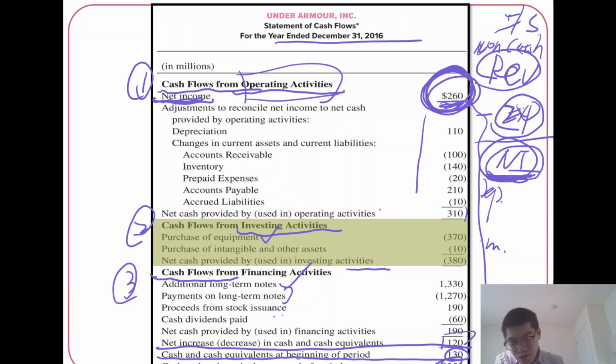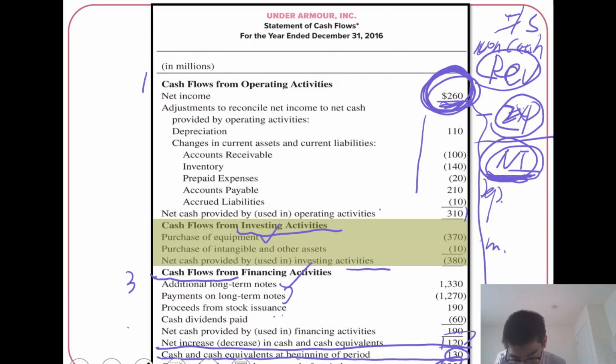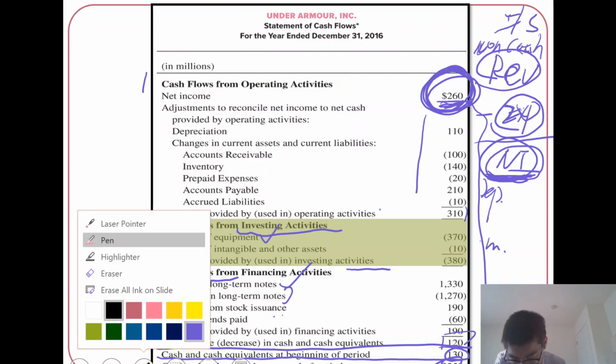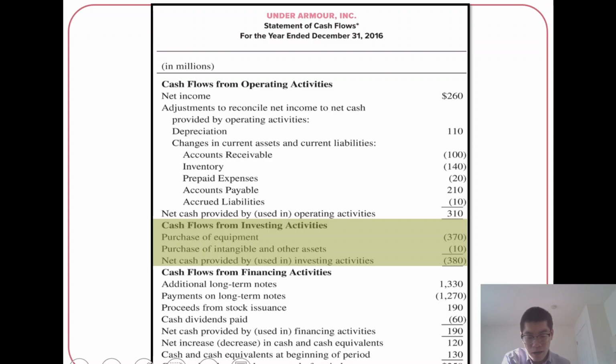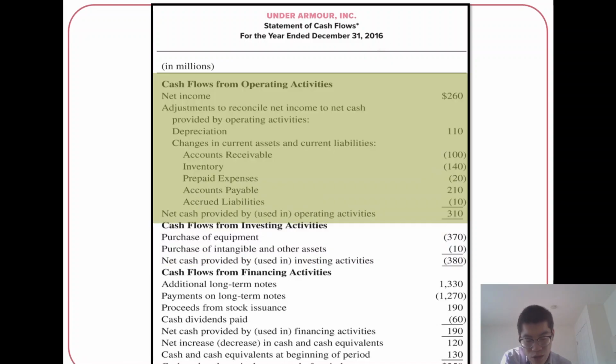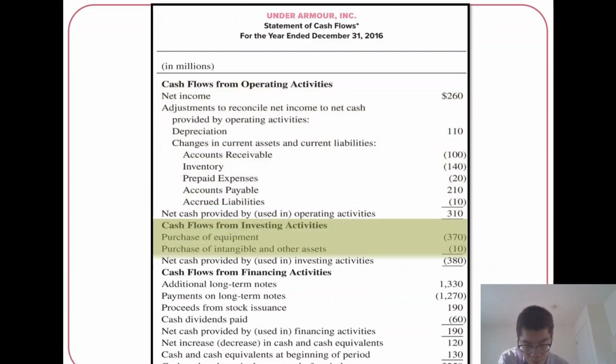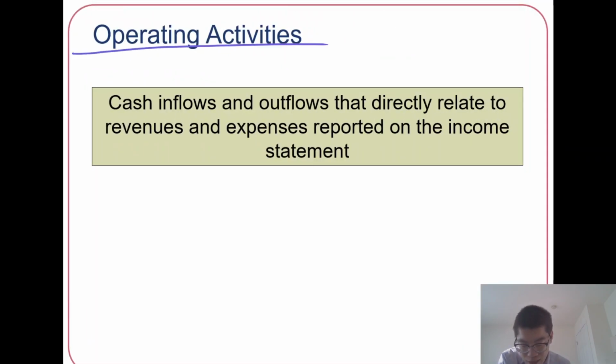All right, so this is the statement of cash flows for a public company. All right, and in general, 99.99% of the time, you're going to see a very similar form of statement of cash flows across those public companies. All right. So operating activities. Now we're going to talk about these three different activities in detail.